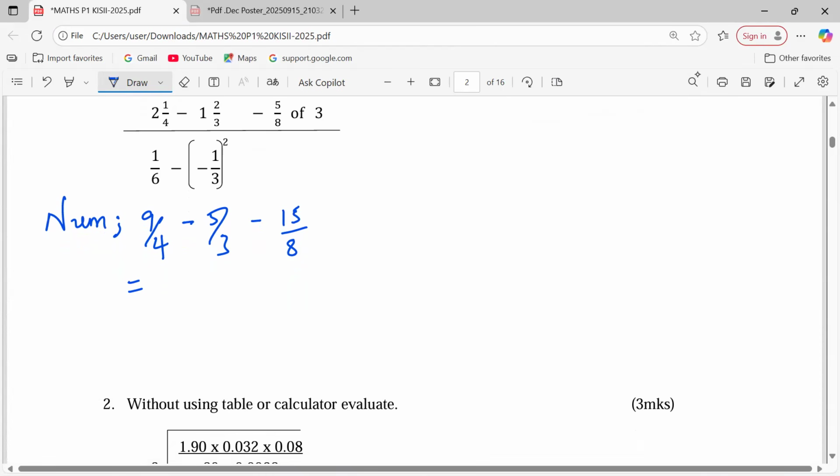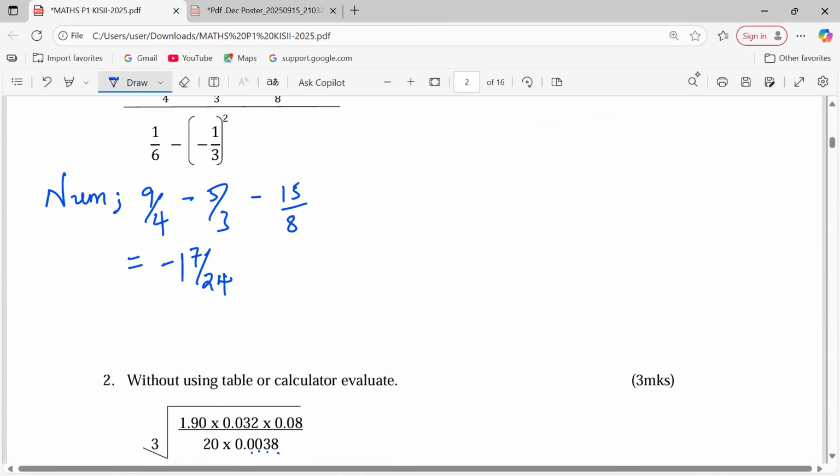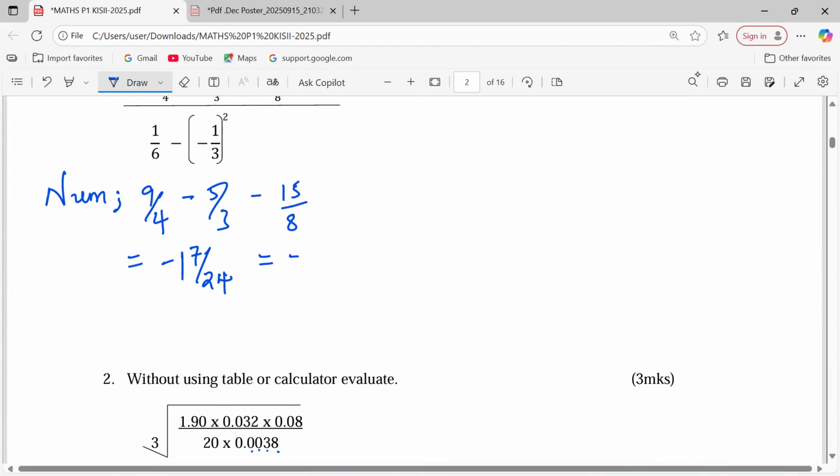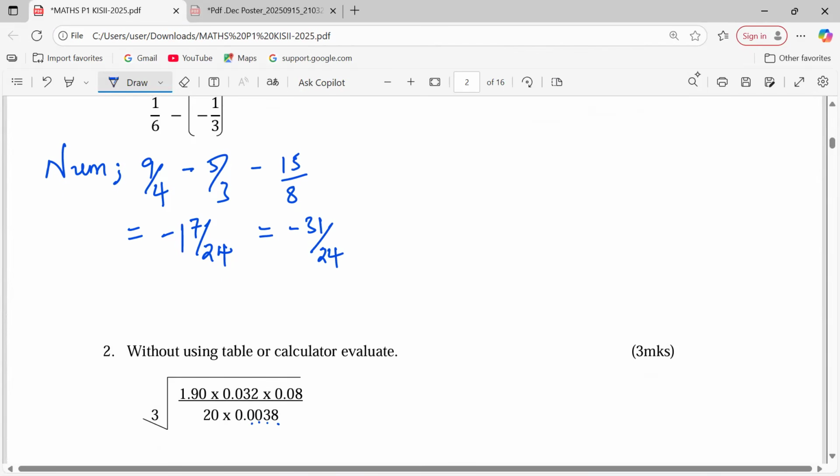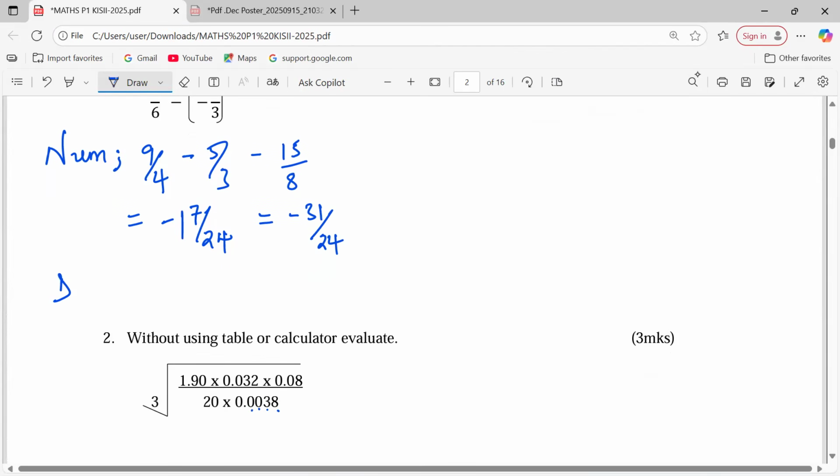This gives us -1 and 7/24. That is all from the numerator, which can be compiled as a mixed number: 24 by 1, then plus 7, that's -31 out of 24. Then the denominator now can be sorted.